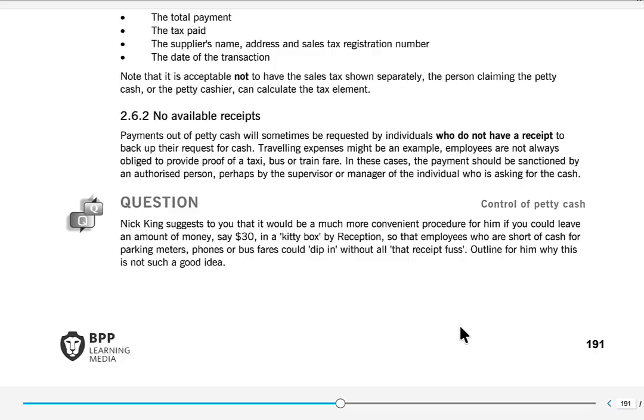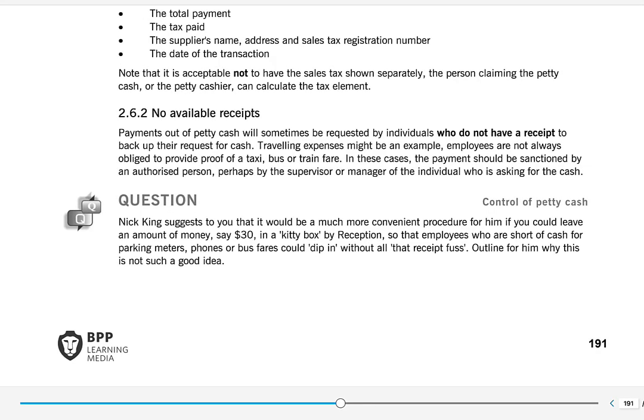Key exam and real life point. Here is the main rule you must remember. No receipt means no automatic payment. The claim must be referred to a supervisor, and payment can only happen if the supervisor approves it. If you write this rule in your exam, you will get strong marks.